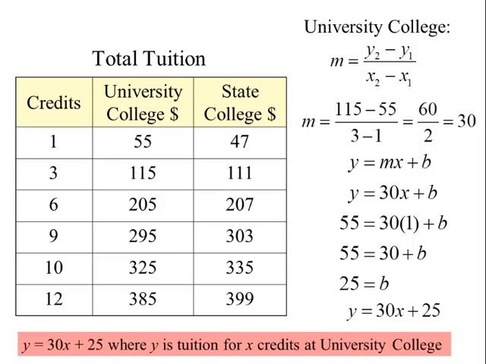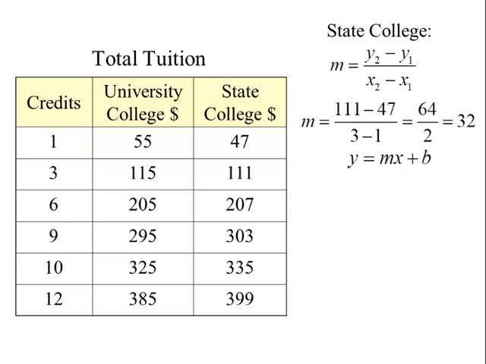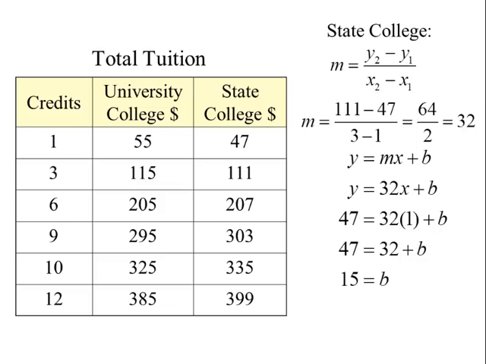To get our next equation for state college, again we're going to use slope. I'm going to use the first 2 points, so the difference of the y's is 111 minus 47 over the number of credits 3 minus 1. That gives us 64 over 2, which is 32. To find the equation, I substitute 32 for m. To find b, I now pick a point. I'm going to use the first one. So the tuition y is 47 when the number of credits is 1. Substituting that into our equation, we have 47 equals 32 plus b, and b is 15. So the final equation is y equals 32x plus 15.